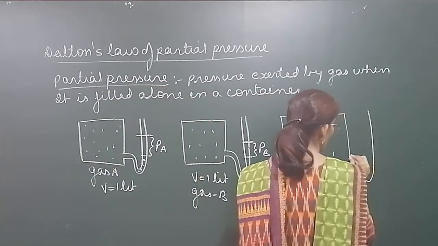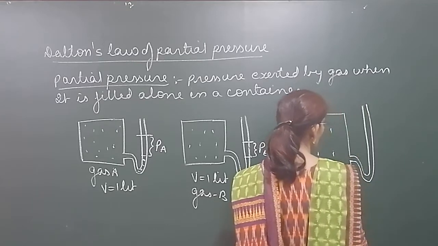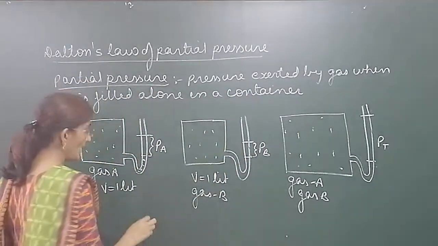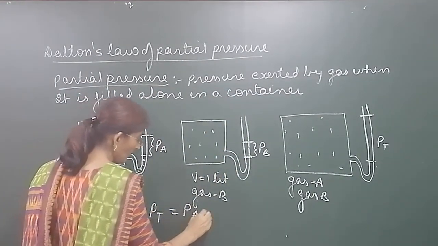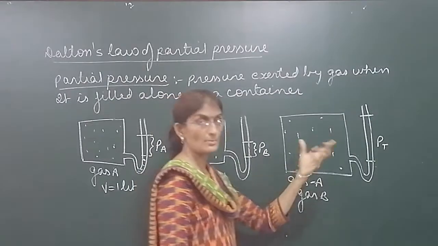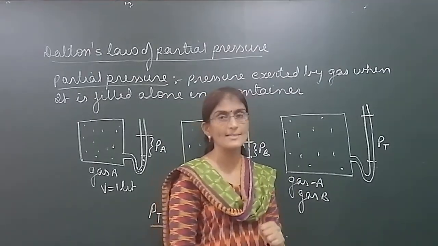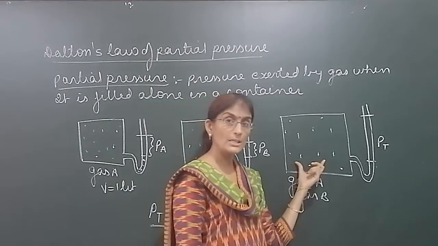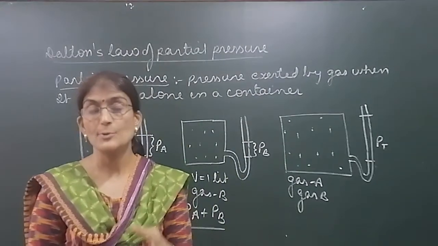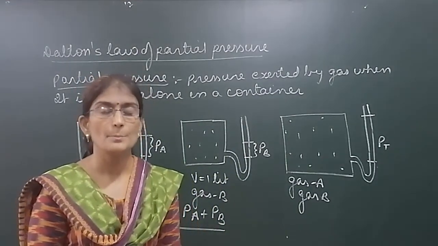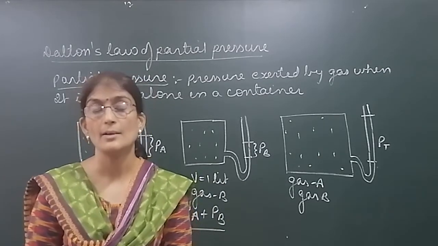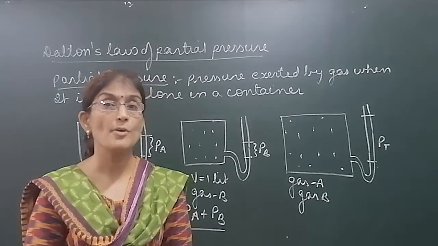The pressure of the gaseous mixture of A and B is the total pressure PT. And if you look at these values, we observe that PT is PA plus PB. That means when gases are mixed, provided they do not react with each other, unreactive gases, the total pressure is the sum of the partial pressures of the individual gases. Suppose the pressure of gas A is 4 bar and the pressure of gas B is 5 bar. If you mix them together, then the pressure becomes 9 bar. This is known as Dalton's law of partial pressure.